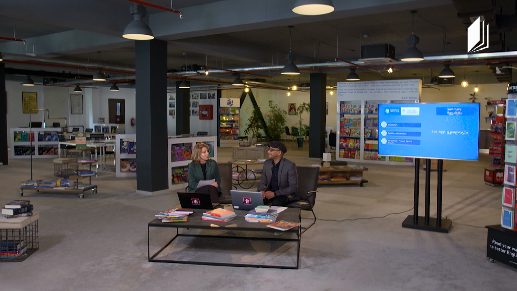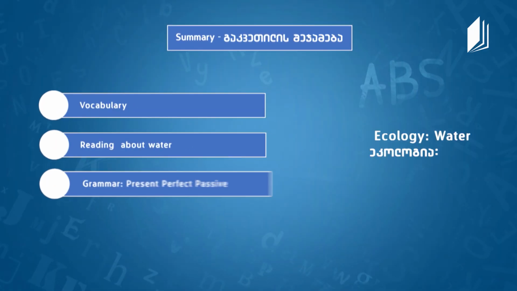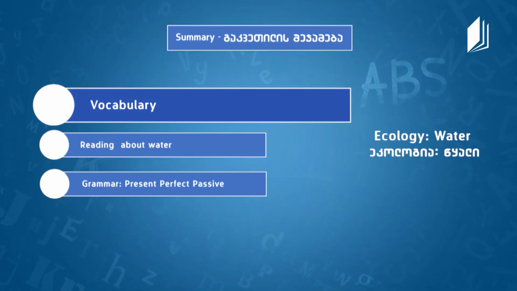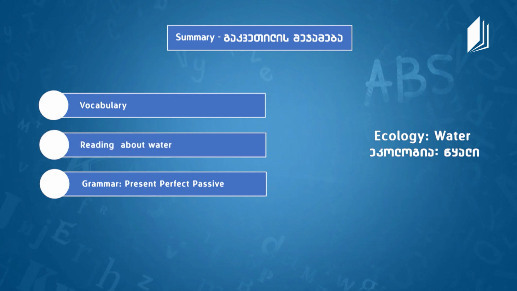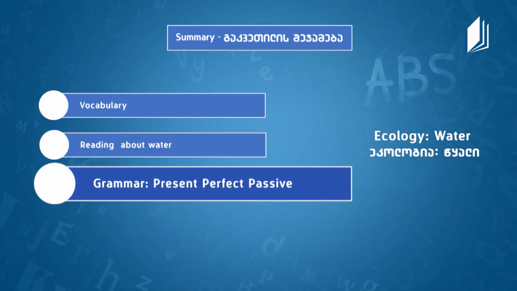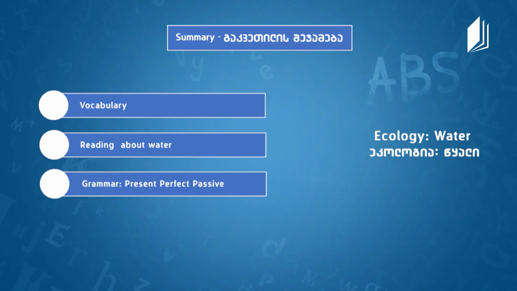So Mr. Derill, I think that it's time to finish our lesson. Can you summarize the lesson? Sure, Ms. Thatya, as you remember, we looked at the vocabulary that we needed for today's lesson at the very beginning. We moved on to the reading right after that, and we ended with a discussion of grammar, the present perfect passive. Absolutely right.